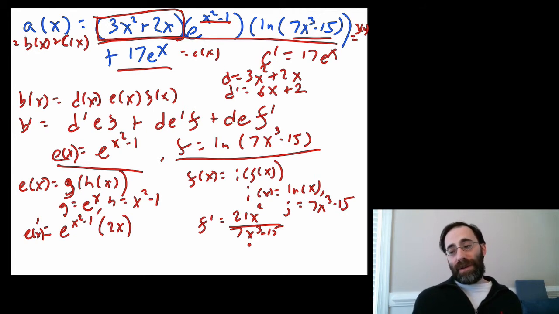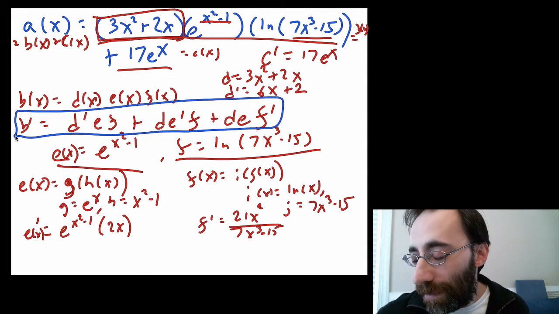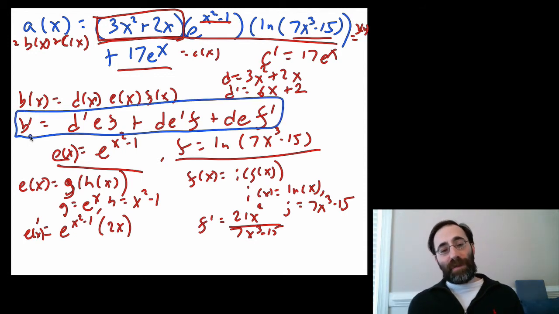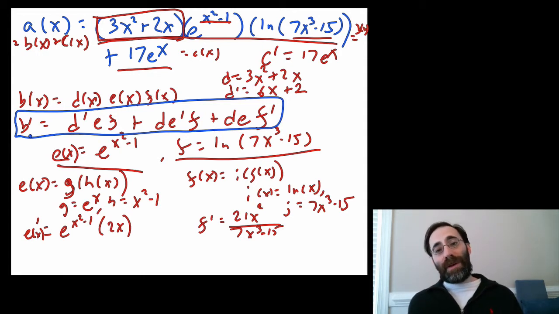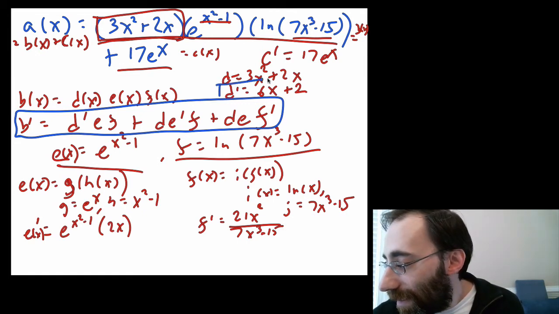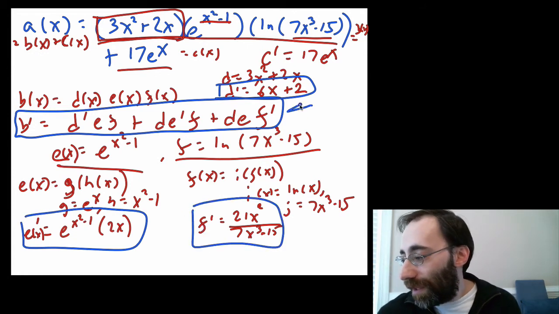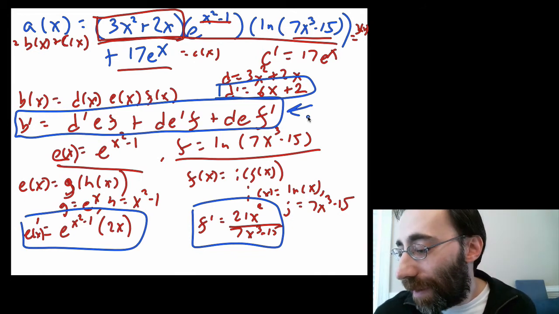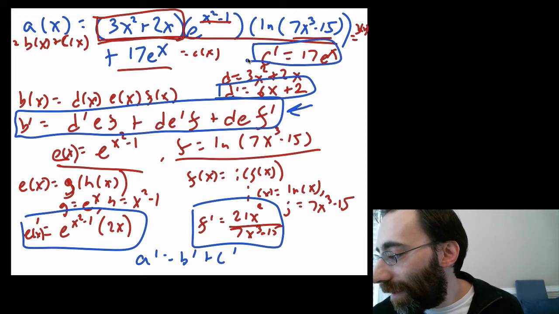B was not so straightforward, but we can write b prime in terms of this whole thing over here using the product rule. Now we need to compute d prime, e prime, and f prime. D prime is straightforward, but we needed e and f, and they weren't straightforward. But using the chain rule, we can compute e prime and f prime, and now we can plug d prime and e prime and f prime back into here to get b prime, then plug b prime back into here along with c prime, which is up here, to get a prime.